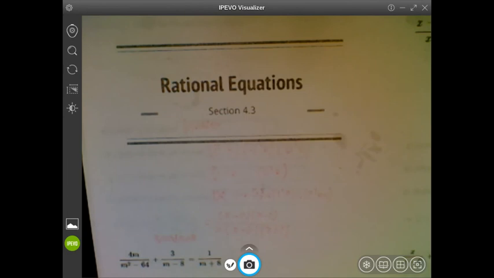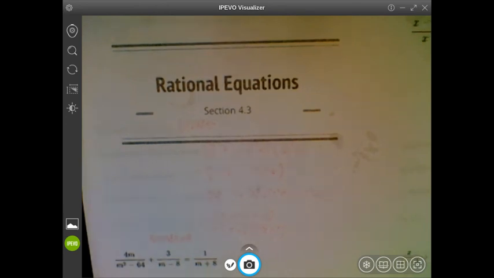This section is about rational equations. So the last unit was all about finding different features of rational functions. This one specifically, we're going to talk about how to solve rational equations. And if you look on the page, you can already see what rational equations look like.